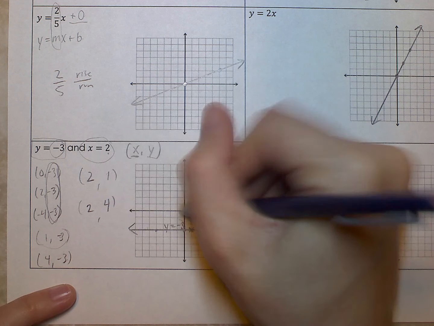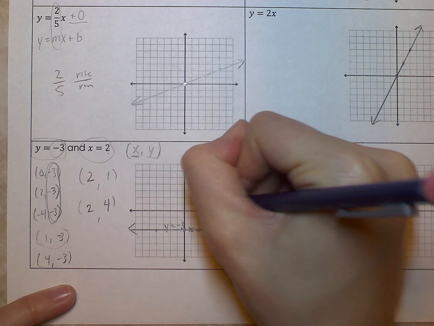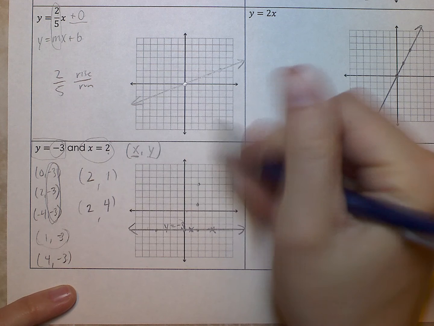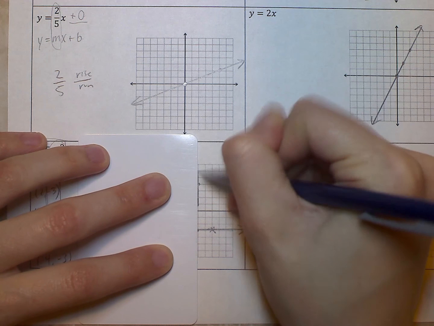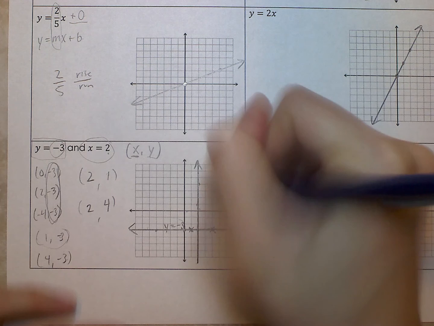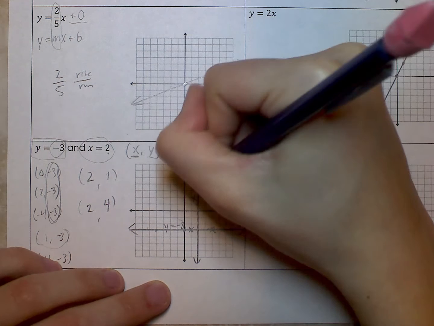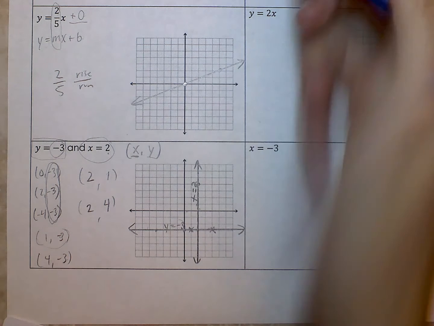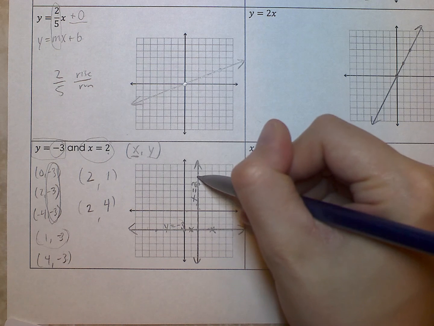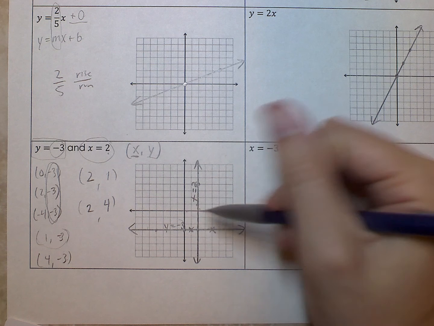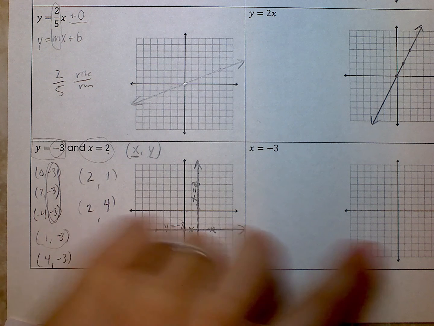So here's 2, 1. I'm going to go right 2, up 1, and 2, 4. Right 2, up 4. Well, I can see where my line's going to be. It's going to be right here. So when I graph this line, and this is the line x equals 2, I can see this is 2, 0, this is 2, -1, this is 2, 5, this is 2, whatever. All of these have an x coordinate of 2, all of them. So that is the line x equals 2. Go ahead and try this one.